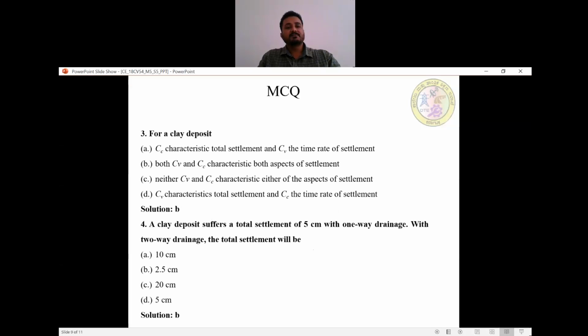For a clay deposit, there are the options given below A, B, C and D. So the solution for this is B. For clay deposit, we always consider both CV and CC as the characteristics, both aspects of settlement. A clay deposit suffers a total settlement of 5 cm with one-way drainage. With two-way drainage, the total settlement will be, yes, it is H by 2, that is 5 by 2, that is equal to option B, 2.5 centimeters.